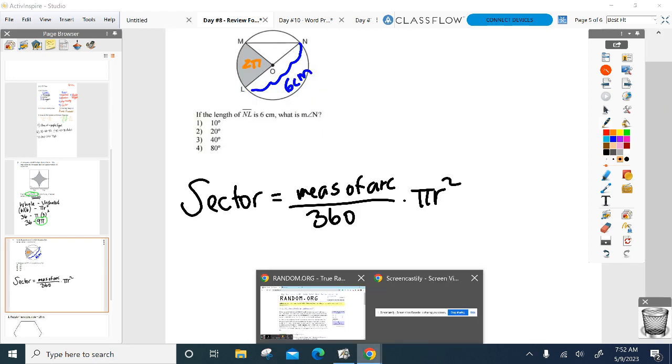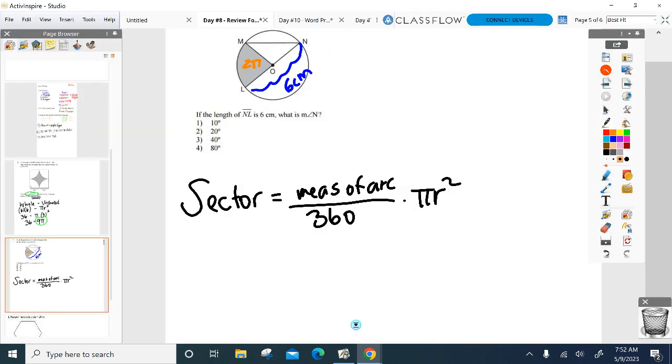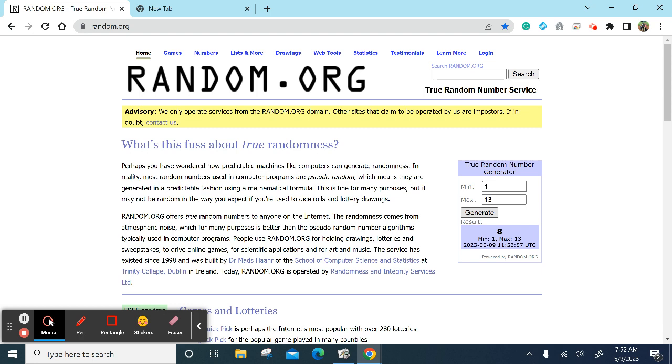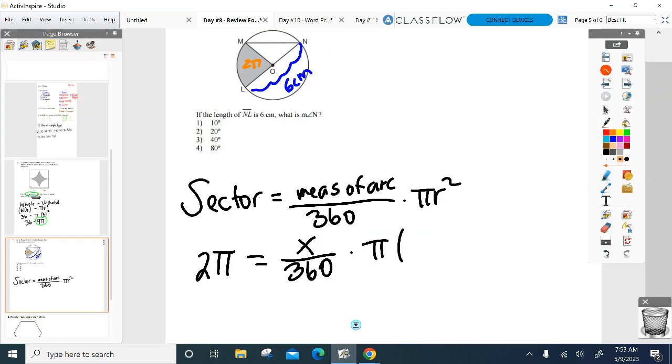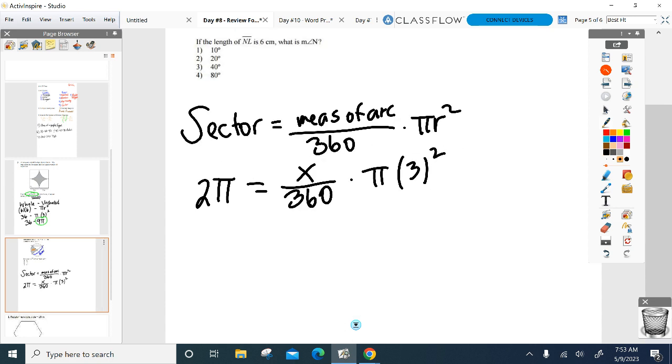What is the area of the sector? That's given to you. 2 pi. So everyone, in for sector, 2 pi equals measure of the arc. I don't know that. That's going to be my x, but it won't be my final answer. Over 360 times pi. How about the radius of this circle based on what was given? It's 3, half of the diameter. So 3 squared. Everyone see what's on the left and the right? The pi's are going to cancel out eventually, so let's get rid of them now.